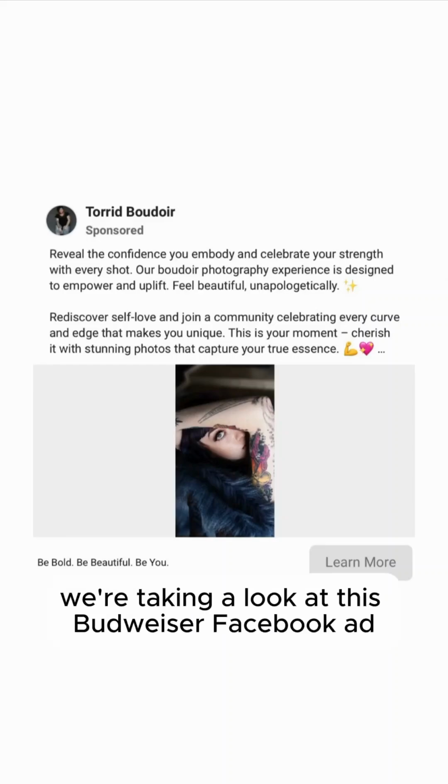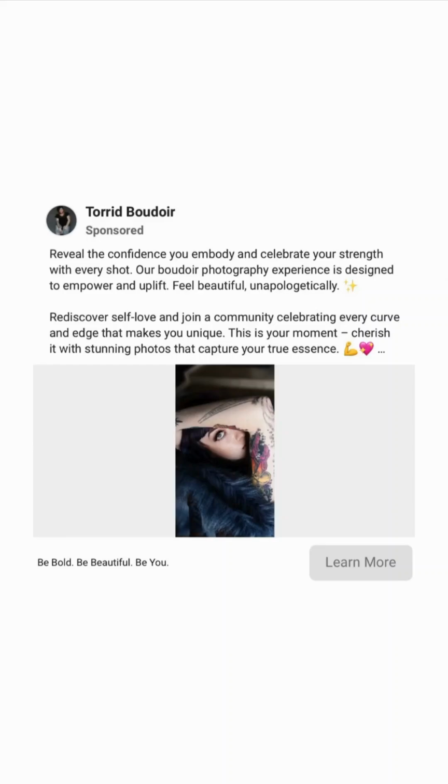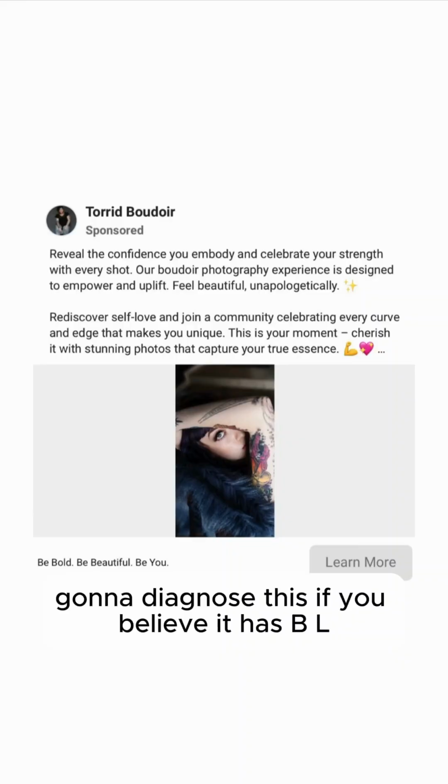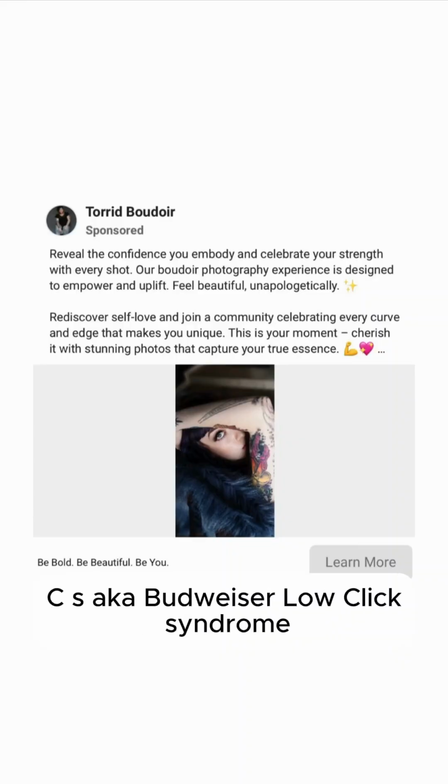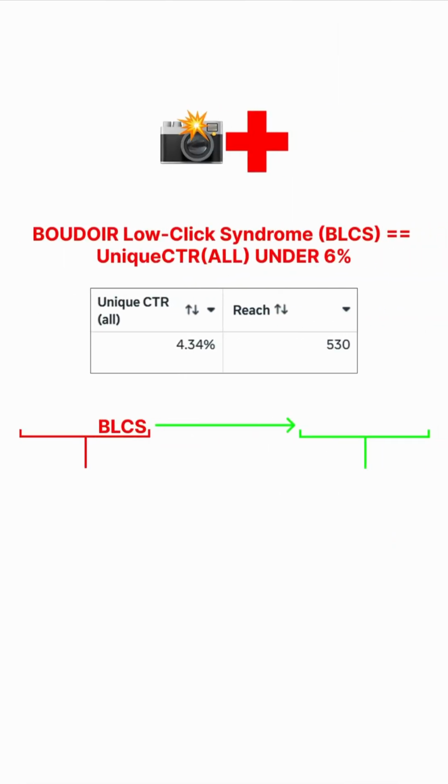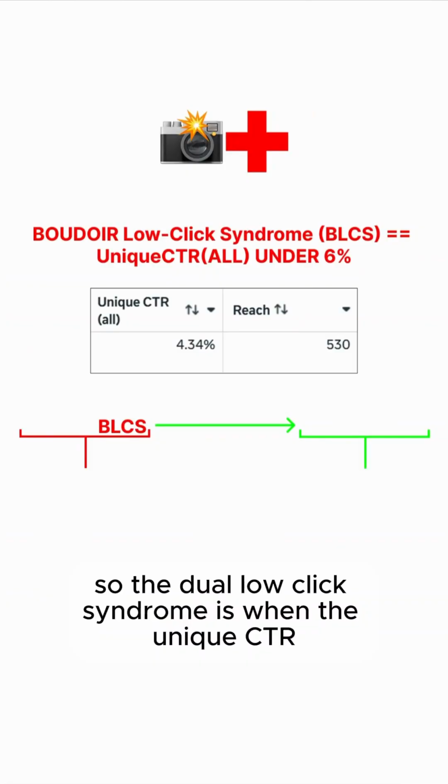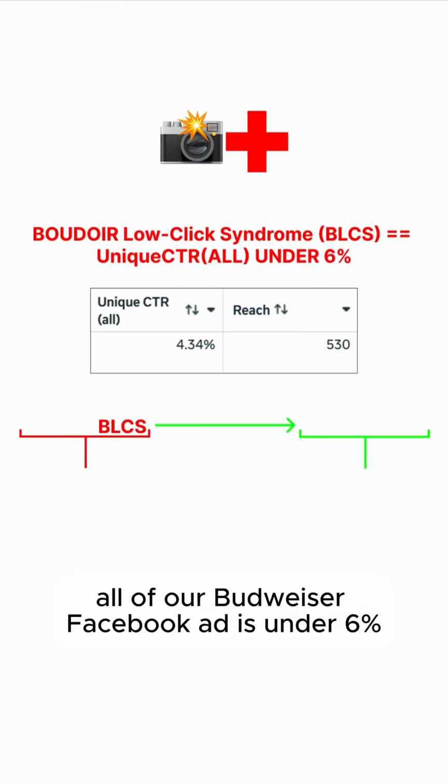All right, y'all, we're taking a look at this Boudoir Facebook ad. I'm going to diagnose this if we believe it has BLCS, aka Boudoir low click syndrome. So, Boudoir low click syndrome is when the unique CTR all of our Boudoir Facebook ad is under 6%.